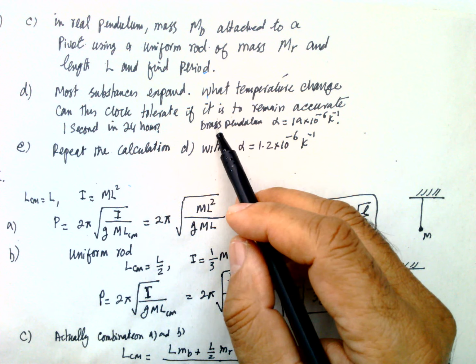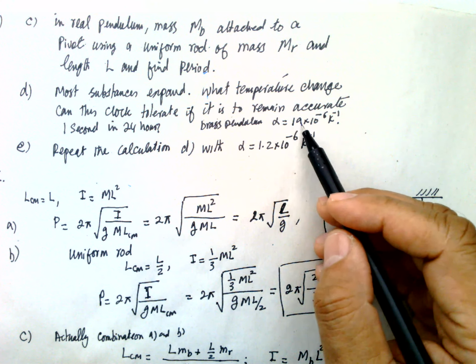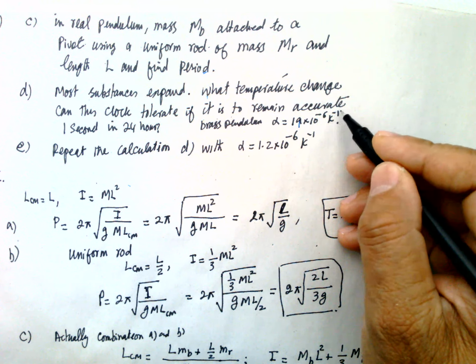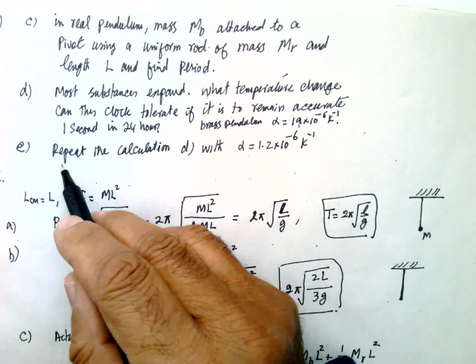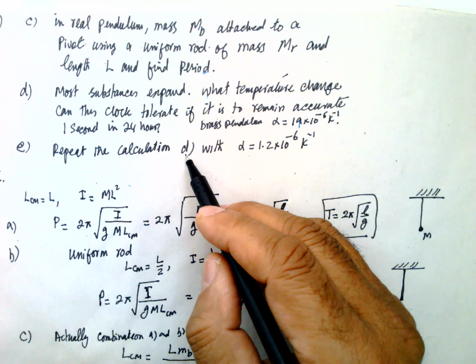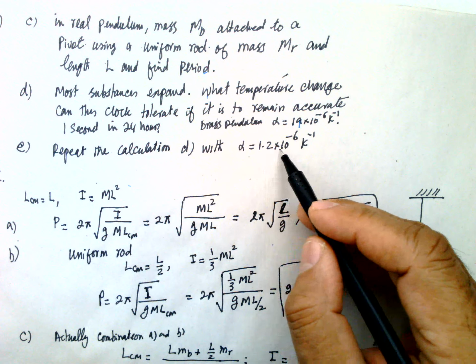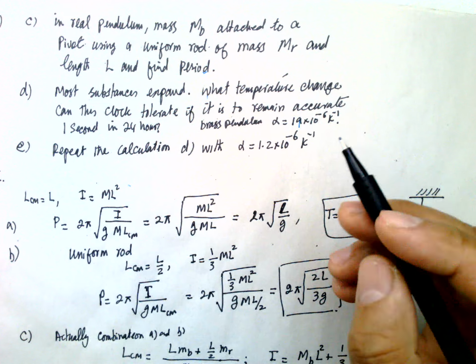And the clock is made of brass. Brass has a linear expansion coefficient of 19 times 10 to the power minus 6 per Kelvin. Repeat the calculation with another metal which has a lower alpha, 1.2 times 10 to the power minus 6 per Kelvin.